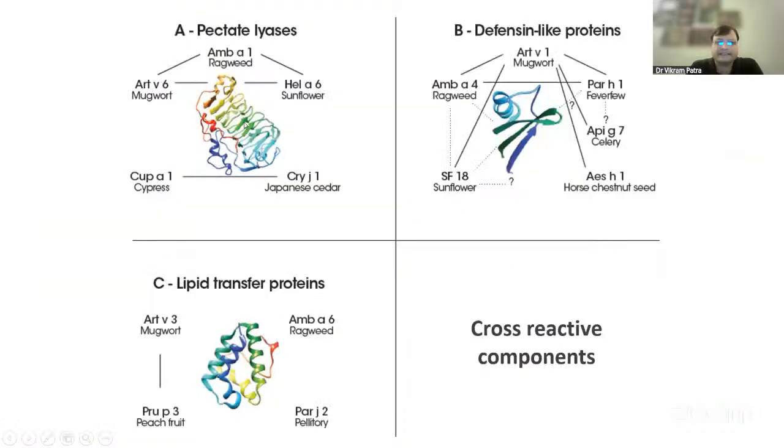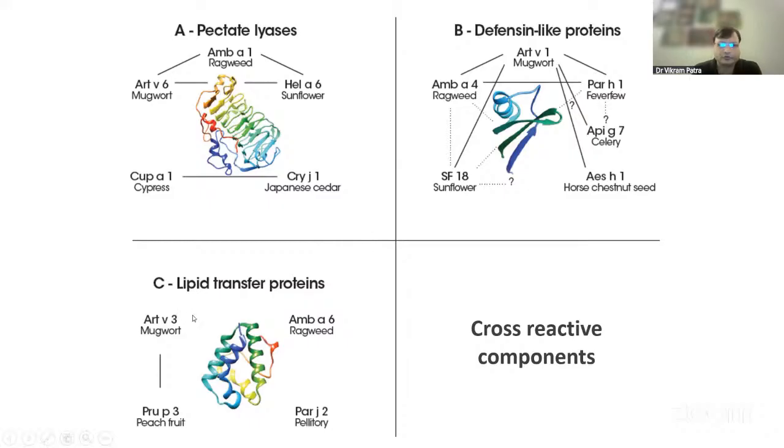Now from here you can see when it comes to ragweed, if Amb a 1 is positive, then you should go for immunotherapy to Ambrosia, because here that cross-reactivity is with Art v 6. That's why this pectate lyase is a minor allergen in Artemisia. So here you will not start immunotherapy with Artemisia, you will start with Ambrosia. But if Art v 1 is present and Amb a 4 is present and Parthenium Par h 1 is present, then you should not start for Ambrosia, you should go for only Artemisia. So you can avoid polyimmunotherapy, which brings down the efficacy.